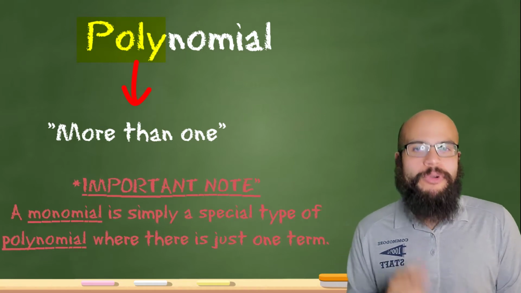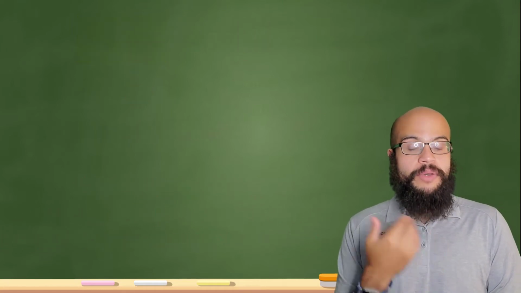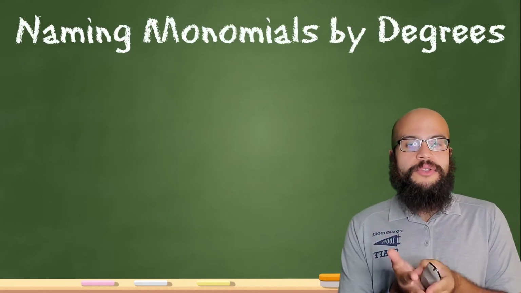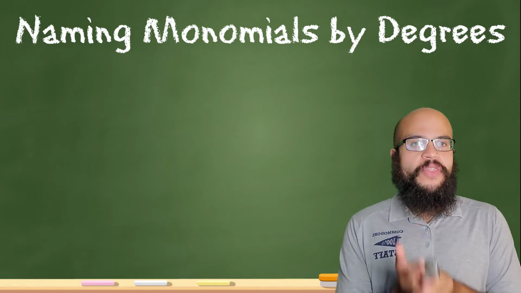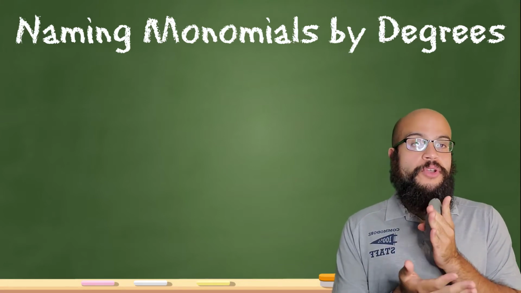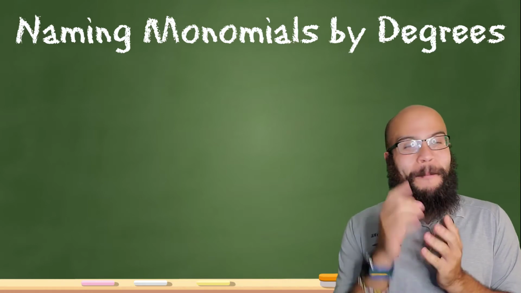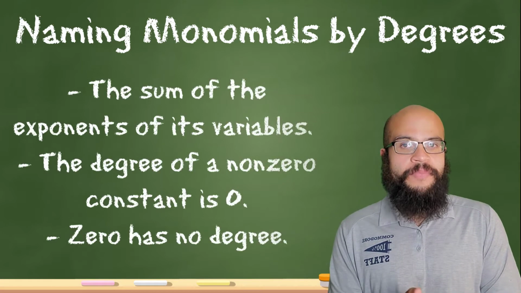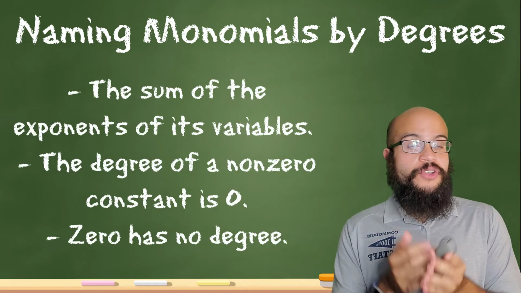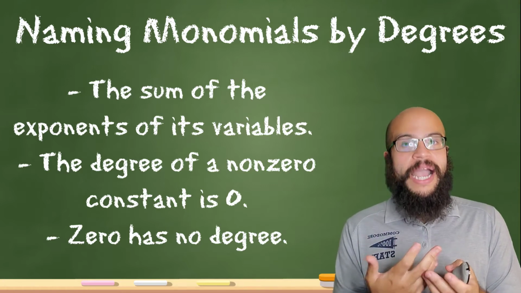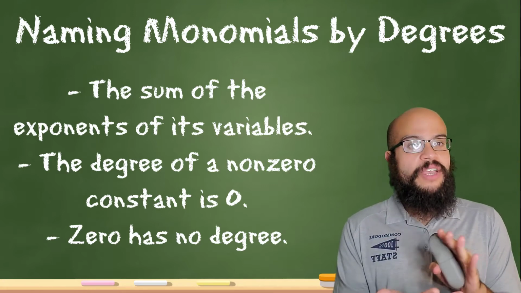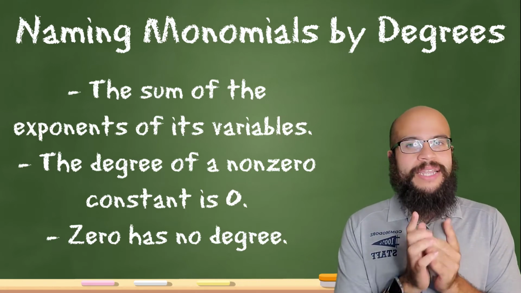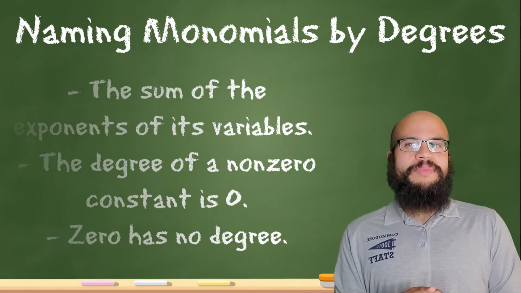But we can get even more specific when we describe monomials and polynomials. For instance, you can categorize monomials based on their degree. The degree of a monomial, I'm struggling to say that, monomial, is the sum of the exponents of its variables, okay? A non-zero constant has a degree of 0, and the number 0 has no degree. So it doesn't have a degree of 0, it actually has no degree. If this definition is a little bit confusing or doesn't make sense quite yet, it'll make sense, I promise, once you go over some examples.